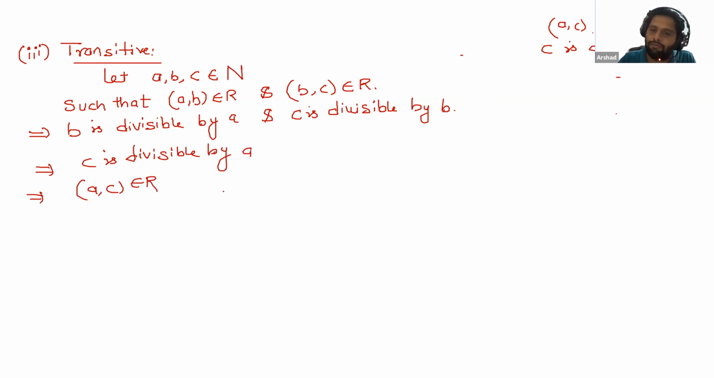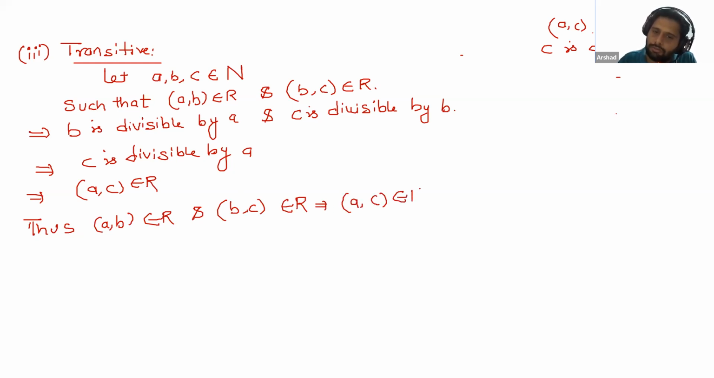Now we will write the same definition again, the definition of transitive. Thus, A comma B belongs to the relation R, and B comma C belongs to the relation R. This implies A comma C also belongs to the relation R. Hence, the given relation is transitive.